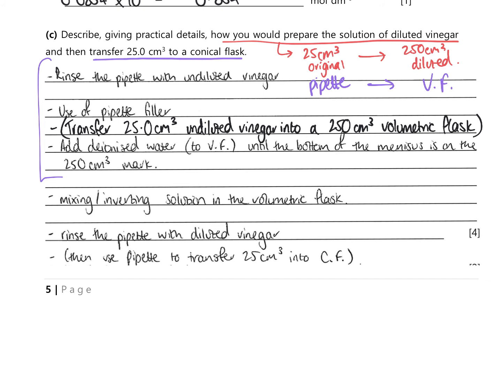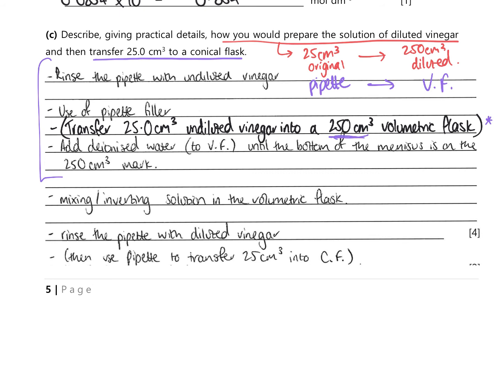This one I have in brackets was not actually mentioned in the mark scheme, but you would need to state it to make your answer make sense if it's a proper method of how you prepare the solution. So rinsing the pipette with undiluted vinegar. Randomly they give a mark for the use of a pipette filler, so you might say attach a pipette filler to a pipette and rinse it with undiluted vinegar. Then you transfer 25.0 centimetres cubed of your undiluted vinegar into a 250 centimetre cubed volumetric flask.